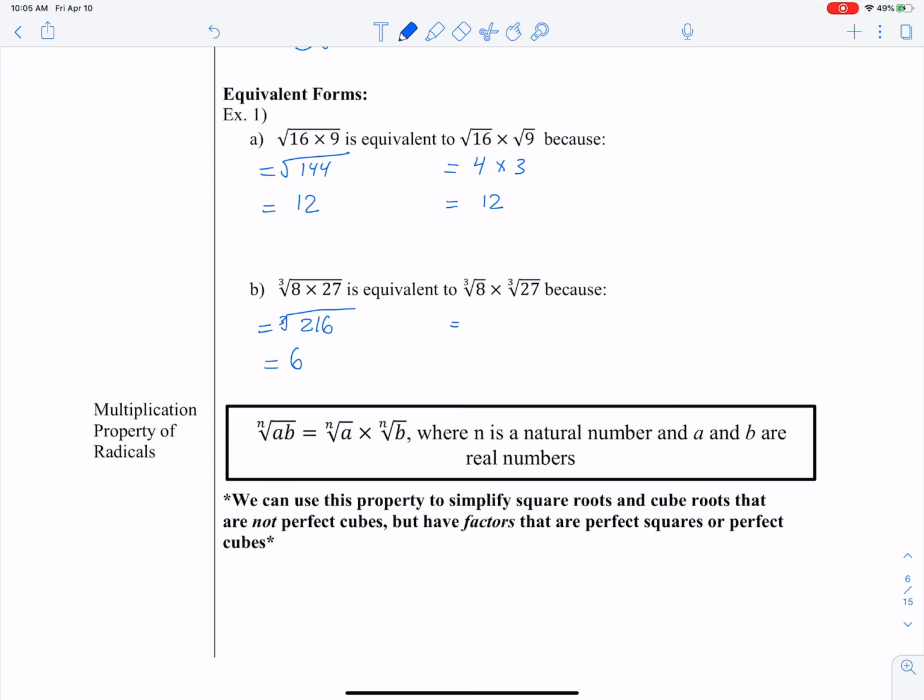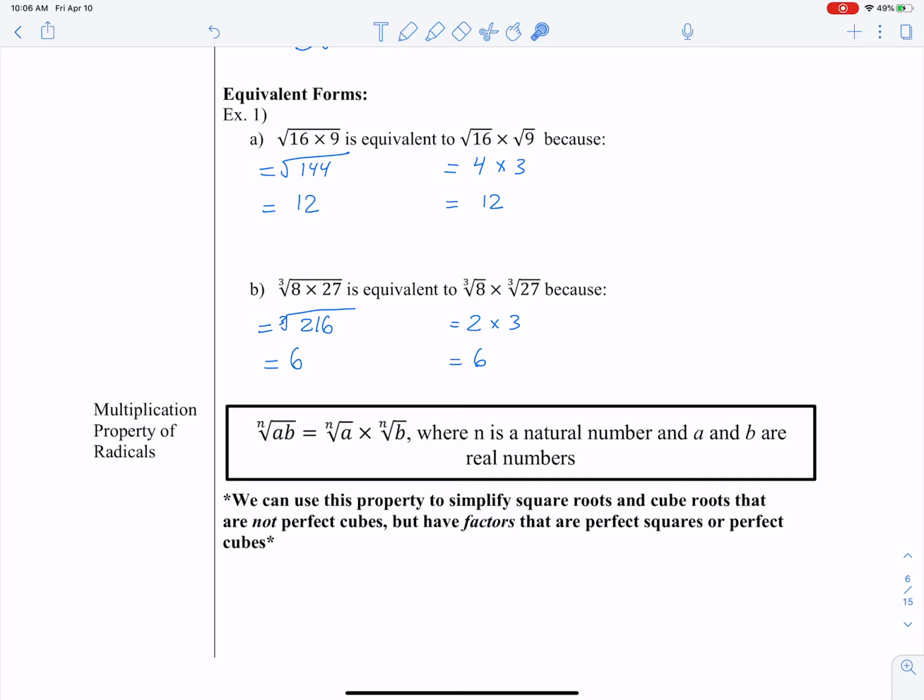Well, if we were going to do that separately, the cube root of 8 would give us 2, and the cube root of 27 would give us 3. If we multiply 2 and 3 together, we get 6. So our final answers, again, are identical. And we can write this down as a mathematical rule.